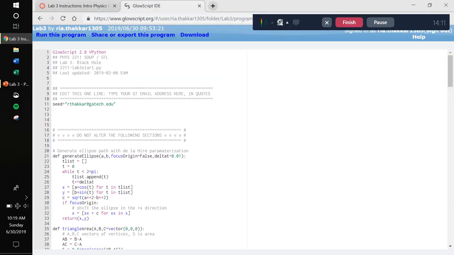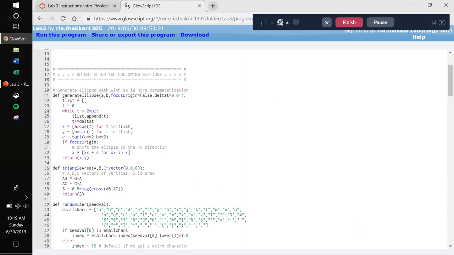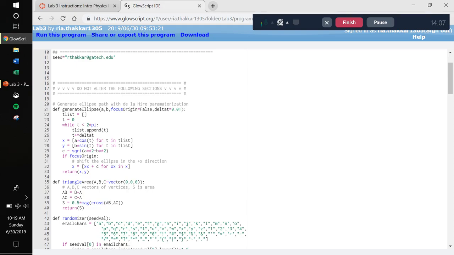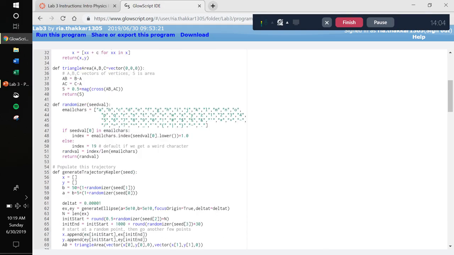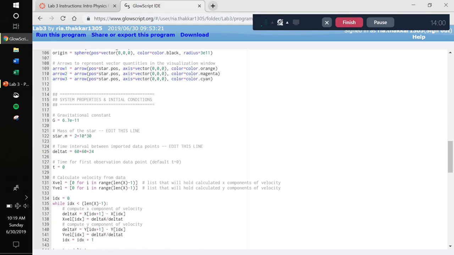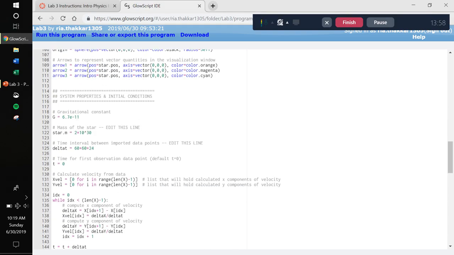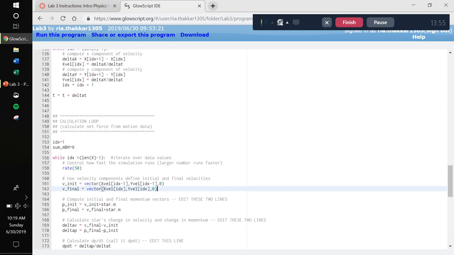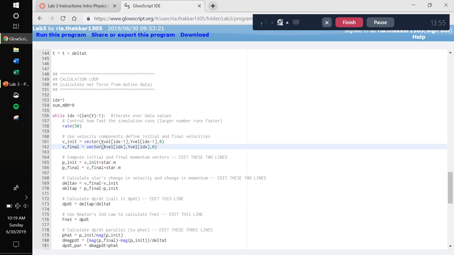So just to walk through some of the code here, we have my GTID, or my Georgia Tech email, here as a seed, which allows us to randomize all of the position values for the star. Then here, the system properties, we have the gravitational constant, we have the mass of the star, we have delta T, which is 1 day in seconds. And then here's the actual loop where the data is being iterated.